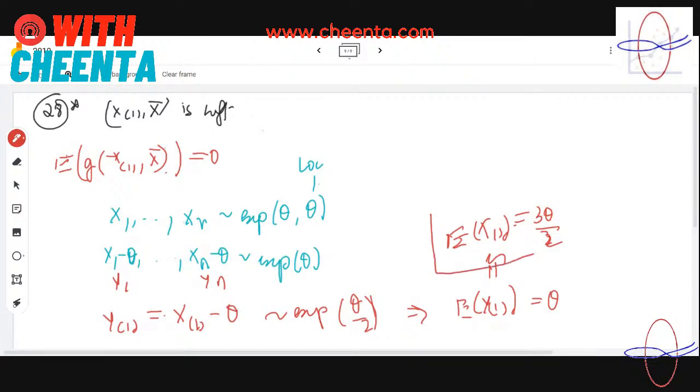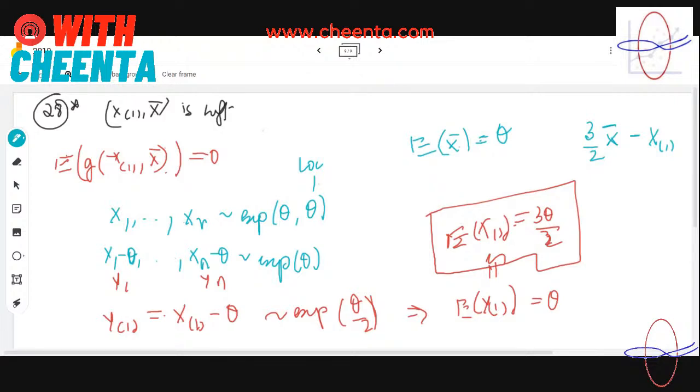So the expectation of x1 we got is 3 theta by 2, and also we know the expectation of x bar is theta. So what do we get? 3 by 2 x bar minus x1. Okay, I think I have made some mistake, give me a minute.